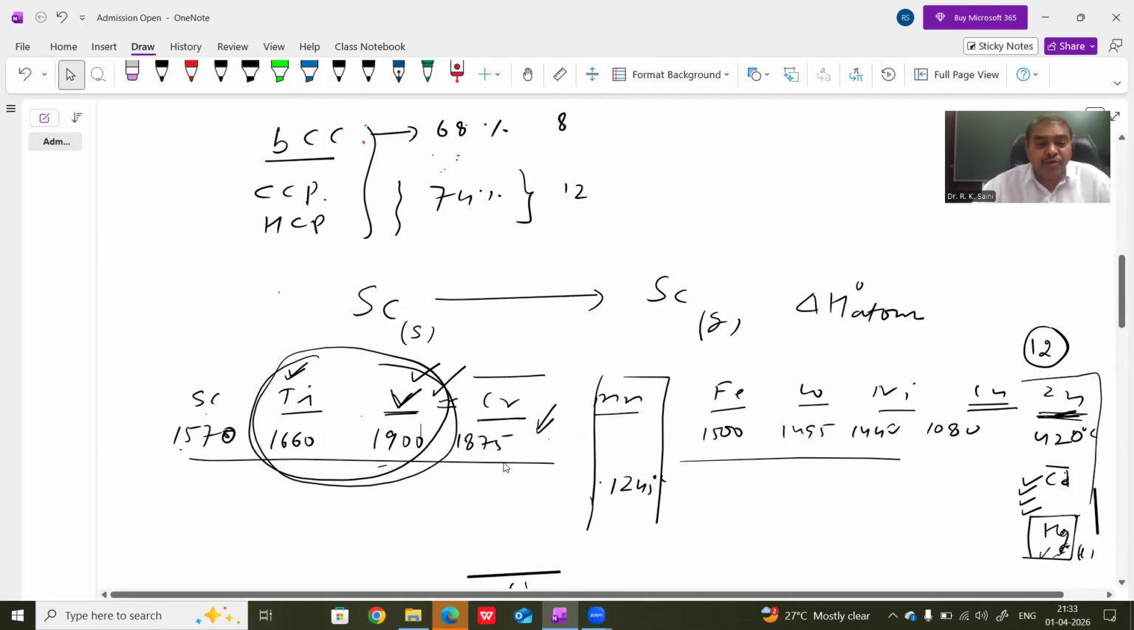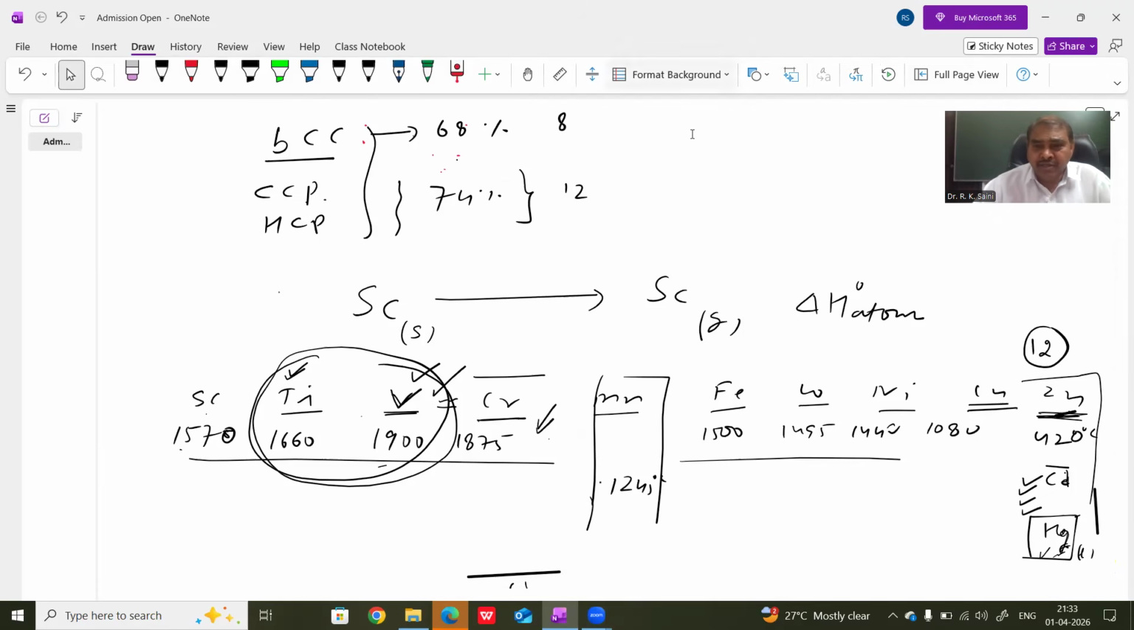Hardness is also increased across the series. Titanium and vanadium are very hard elements, and then molybdenum and then tungsten. Okay. Thank you.